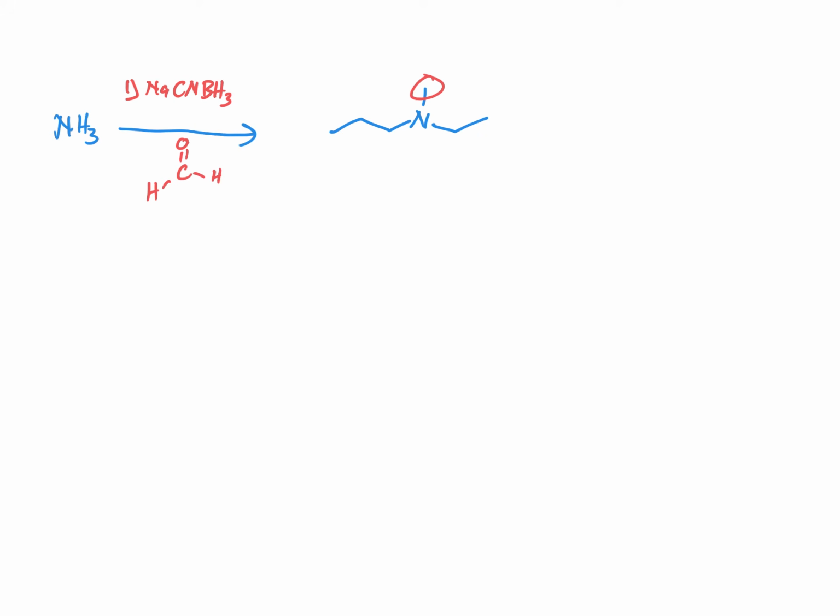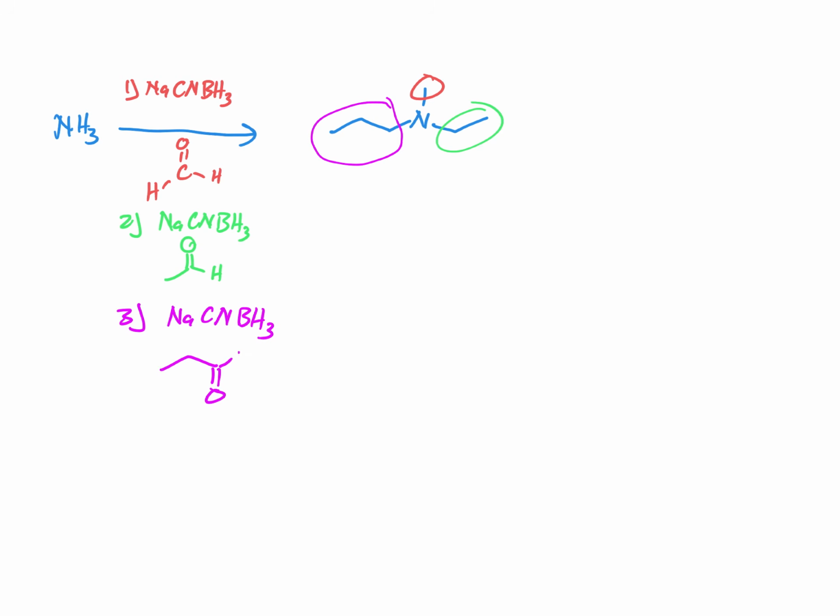And then maybe we want to add the 2-carbon group next. So that would be, again, sodium cyanoborohydride, and now a 2-carbon carbonyl, which again is a 2-carbon aldehyde. And then maybe we want to add the 3-carbon group last. So again, sodium cyanoborohydride, and now a 3-carbon carbonyl species, again an aldehyde.